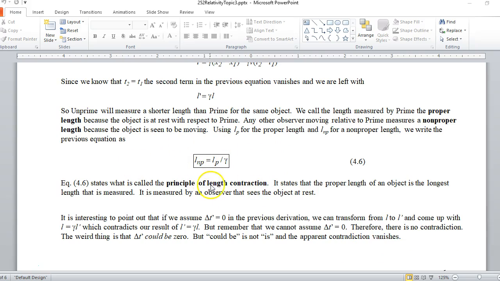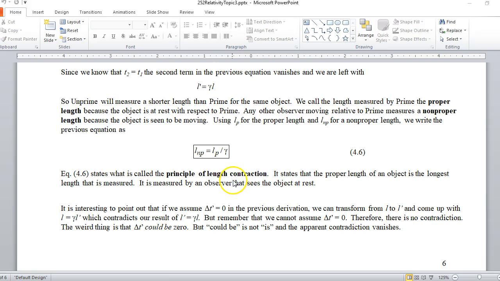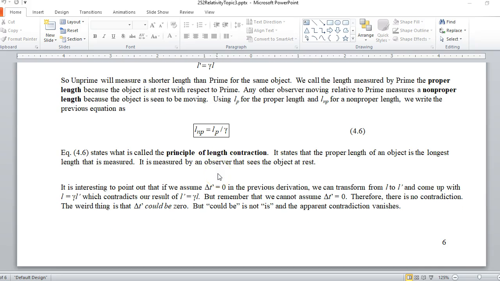In this slide module, I use lowercase l instead of capital L, and I guess I'll say I was too lazy to go and change it to capital L. Anyway, there you go, I admitted it. But there's the length contraction statement right there. A non-proper length is always shorter than a proper length by that factor of gamma. And remember, a proper length means the object's at rest. A non-proper length means the object's moving. Okay? All right, that's it.